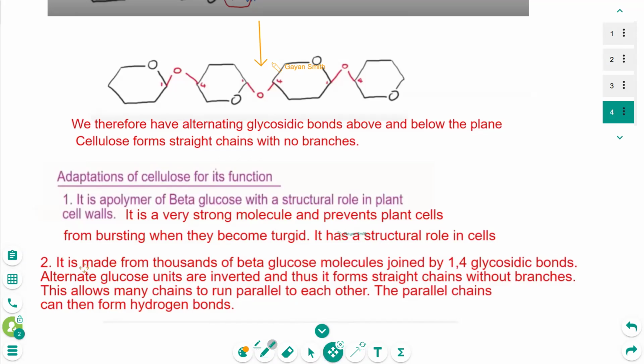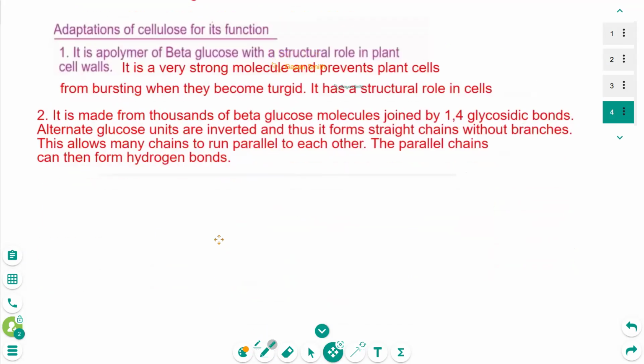glycosidic bonds. Remember that every other glucose molecule flips upside down? And at the end of it all, we end up getting a straight chain that has absolutely no branches. And because these chains are straight, it allows many of the chains to run side by side, or to run parallel to each other, and then link up by hydrogen bonds. So I'm going to show you a piece of the structure of cellulose to show you how many cellulose chains running side by side can link up.